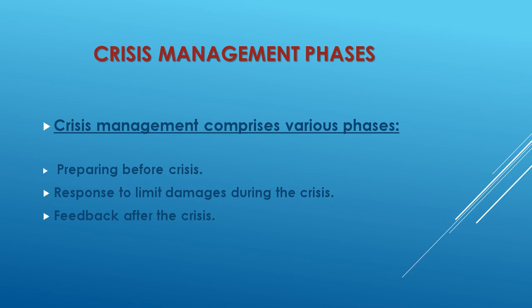Accordingly, in this lecture, we will discuss in detail the 3 phases of the crisis management plan, or the crisis management actions that the organization takes. This will raise the importance of having crisis management before the crisis happens. And then we will take response actions or response strategies to limit the damages during the crisis. And after that, we will have a feedback phase after the crisis happens.